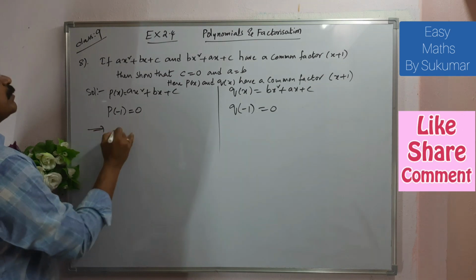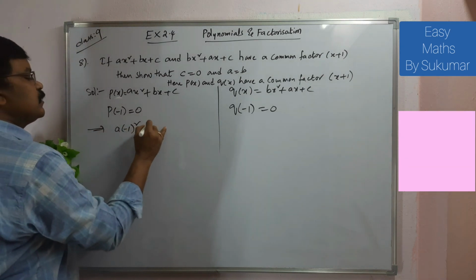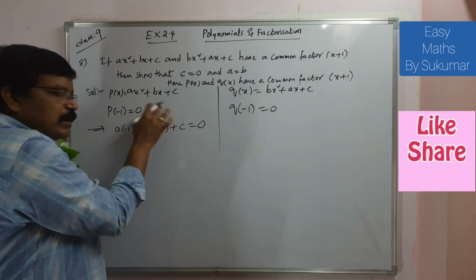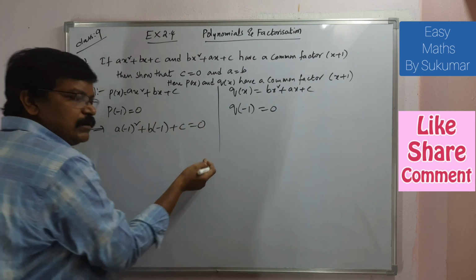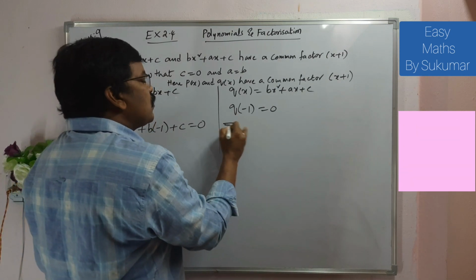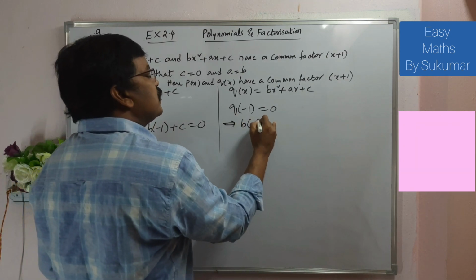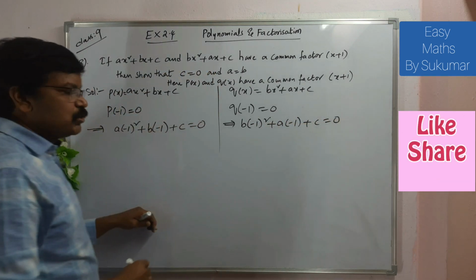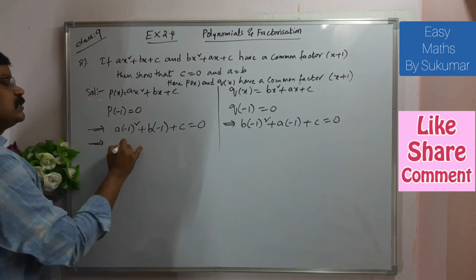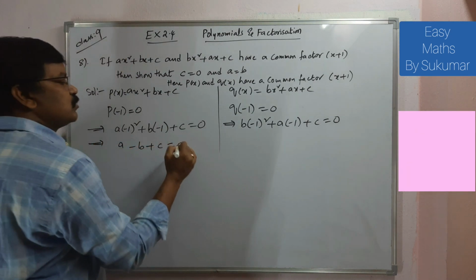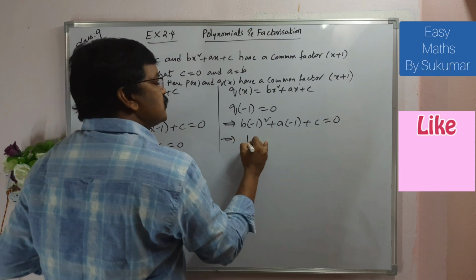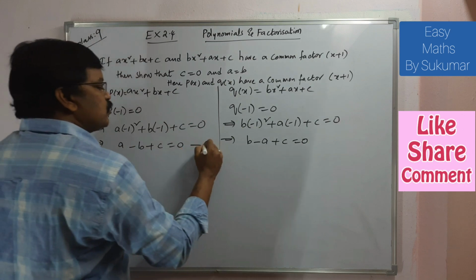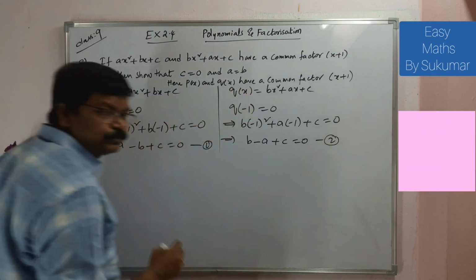Let us substitute here. That means a into minus 1 whole square plus b into minus 1 plus c is equal to 0. Since x plus 1 is a factor, this value of the polynomial is equal to 0. Now coming to this side, q of minus 1 is equal to 0 means b of minus 1 whole square plus a of minus 1 plus c is also equal to 0. See my dear students, here this is a minus b plus c is equal to 0. Here this is plus b minus a plus c is equal to 0. Now this is equation 1 and this is equation 2.